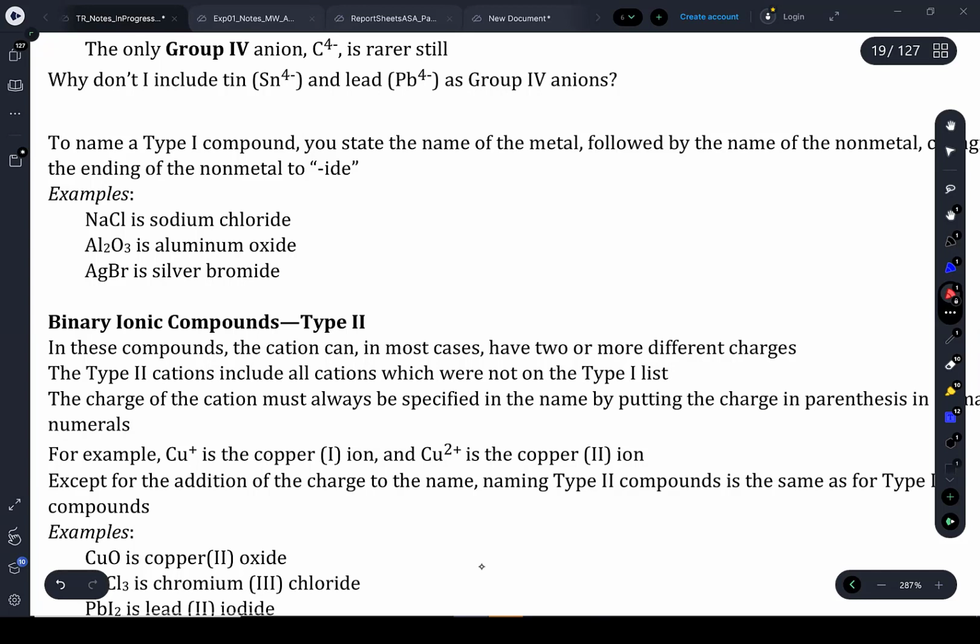What must be true about all ionic compounds? Okay. The total charge of a compound, of an ionic compound, must add up to what? 0. Good.